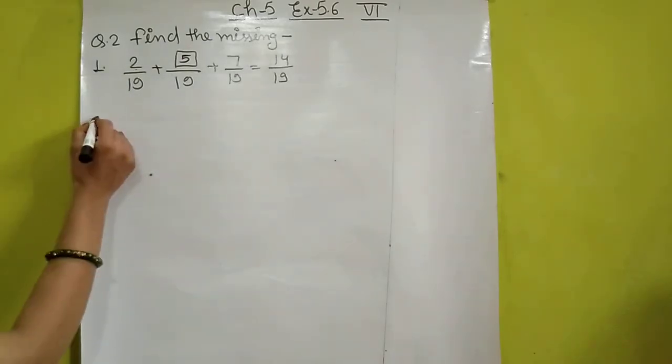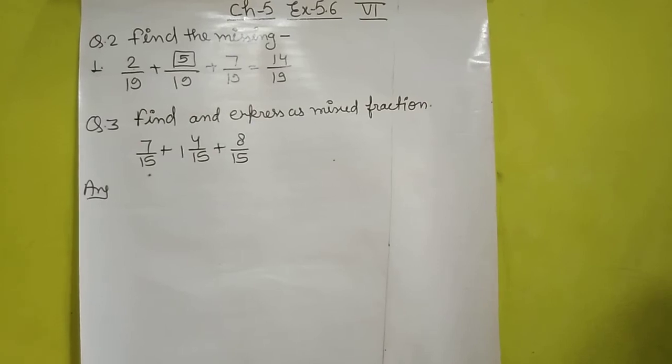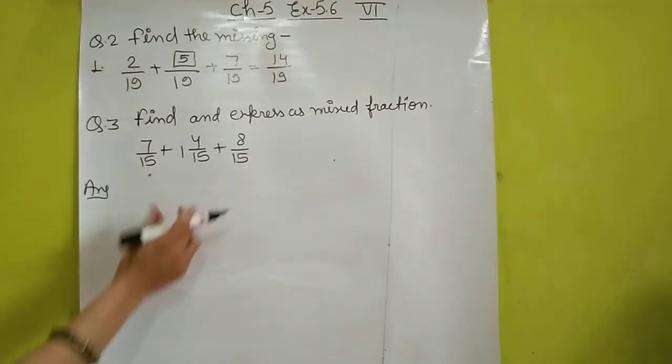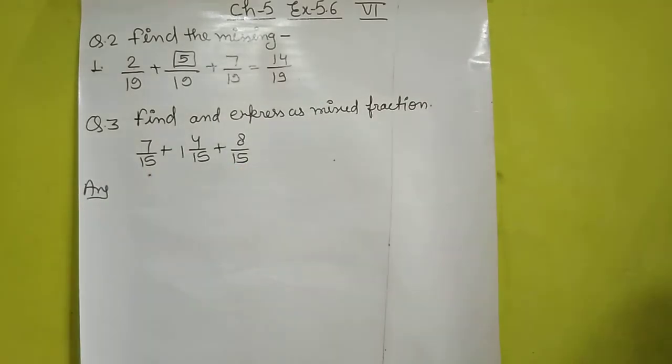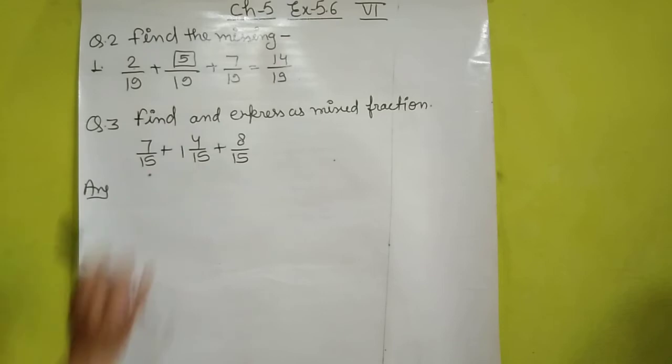Okay students, now question number 3 students. Now students, question number 3, find and express as mixed fraction. First of all, we are to find, means we are to solve given fractions like 7 upon 15 plus 1 4 upon 15 plus 8 upon 15.